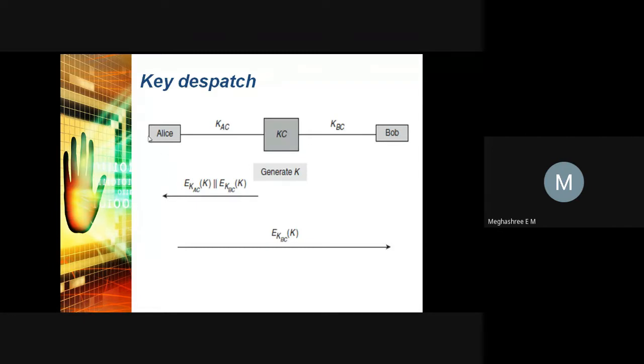Alice decrypts the first copy using KAC and sends the other copy to Bob. Bob then decrypts the second copy using KBC. In this way, the keys are shared from the key center to the users involved in the network.